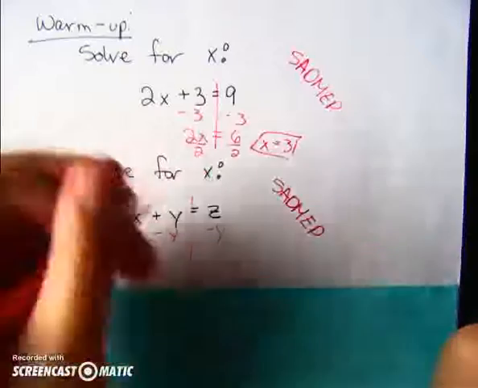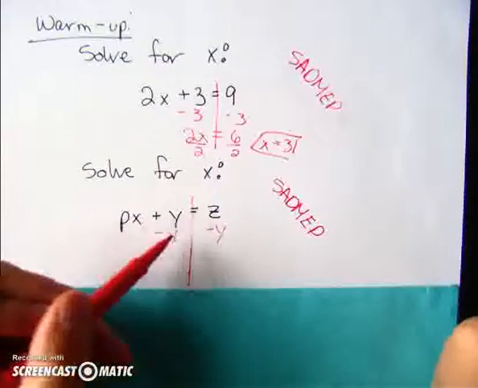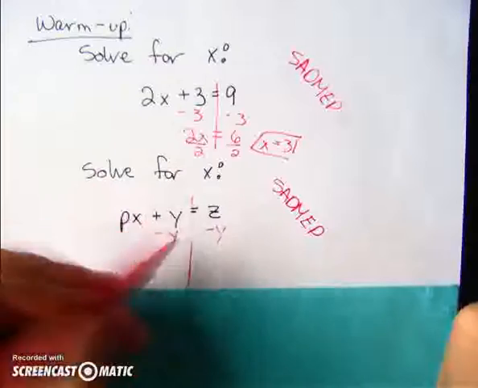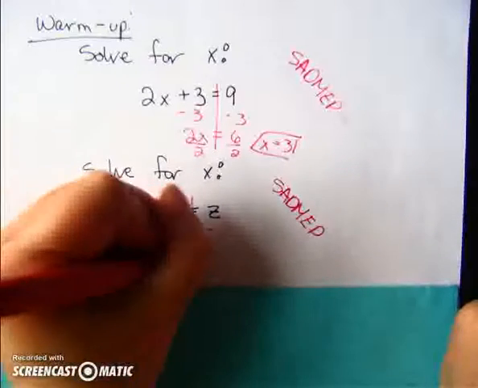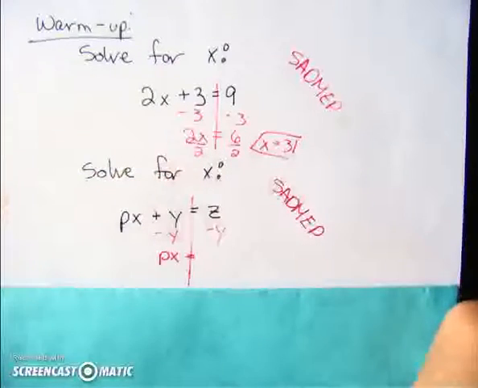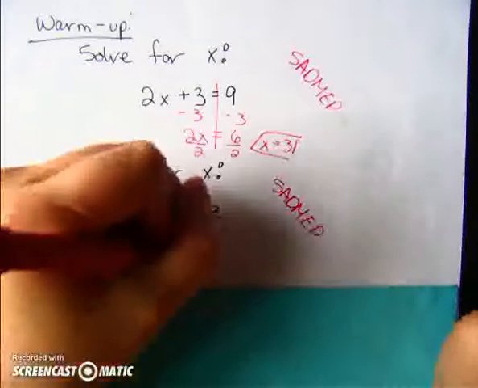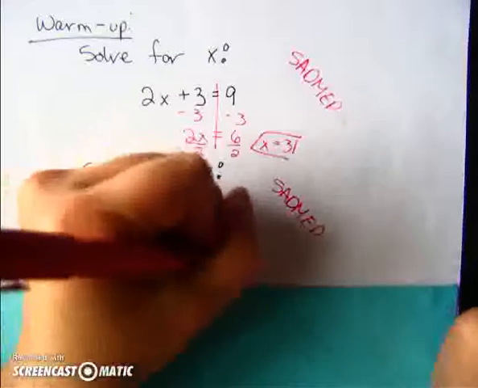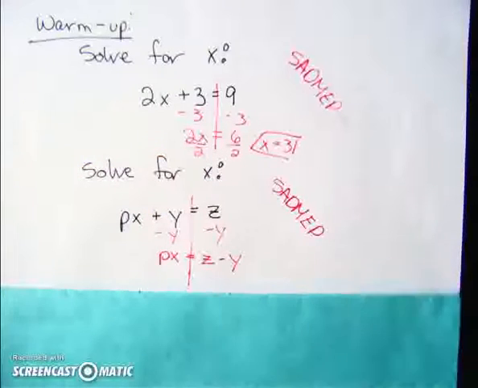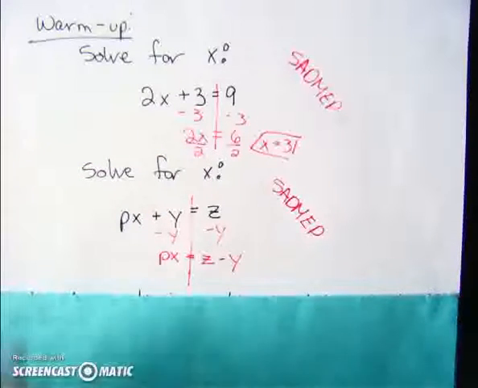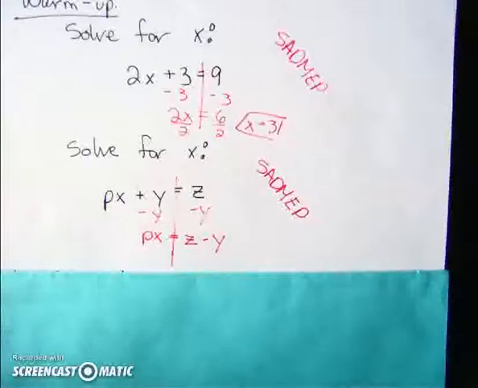That leaves me with, well, these two cancel out because plus y minus y gives me nothing. And I'm just left with p times x. Z minus y, I don't know what z is and I don't know what y is, and they're not like terms, so I'm just going to have to write z minus y. Okay, and it's okay to leave it in that form because this is a literal equation.